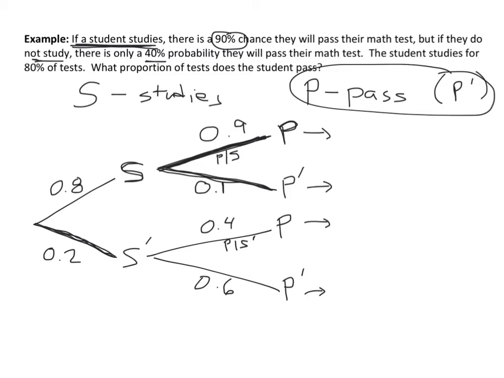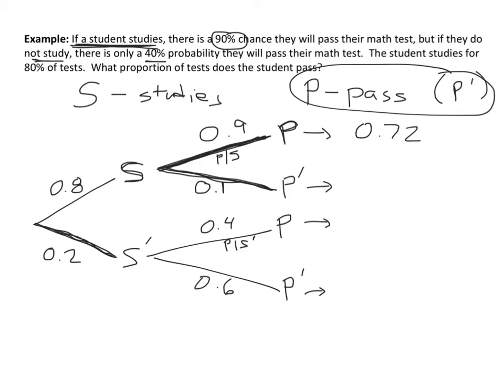And this is where we use the previous formula, okay? What I'm doing now is I'm going to multiply this branch times this branch. My previous formula told me if I want the probability of studying and passing, I should multiply the probability of studying with the probability of passing given that I studied. So this top branch is 0.72. That's just me multiplying these two things.